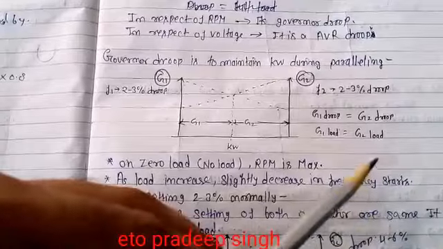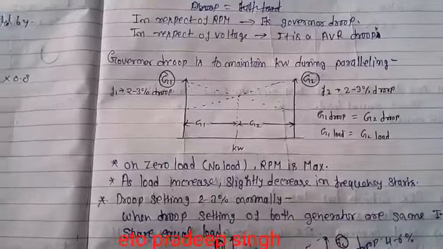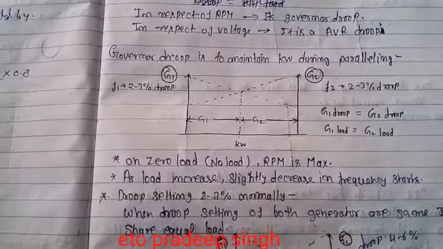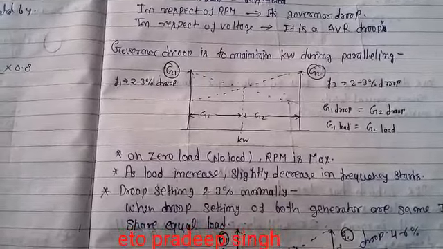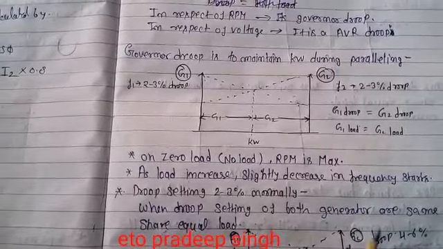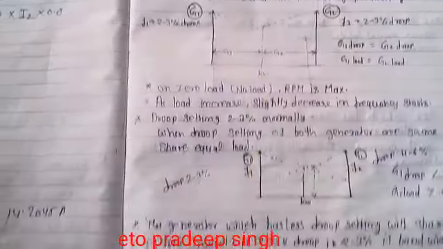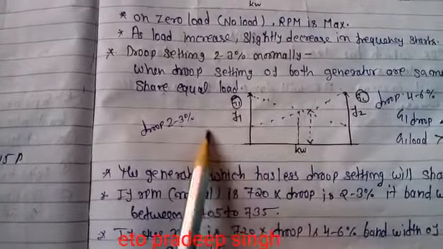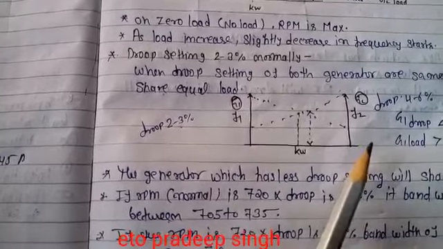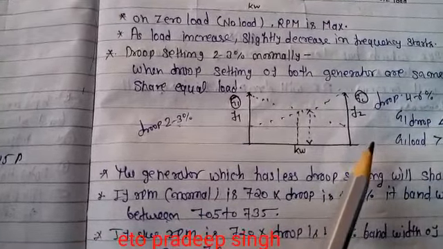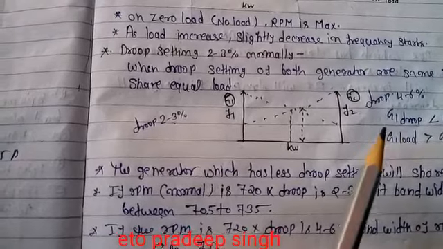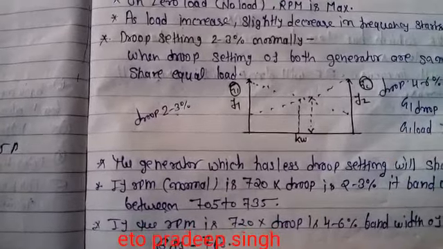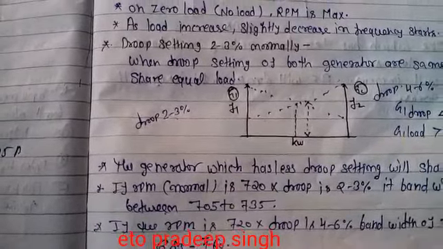It's simple. In no load condition, RPM is maximum, like 720. As load increases, a slight decrease in frequency starts. That is the first case, the normal condition. In the second case, the droop setting of generator 1 is 2.3%, and generator 2's droop setting is 4 to 6%. That means generator 2's droop setting is more than generator 1's.